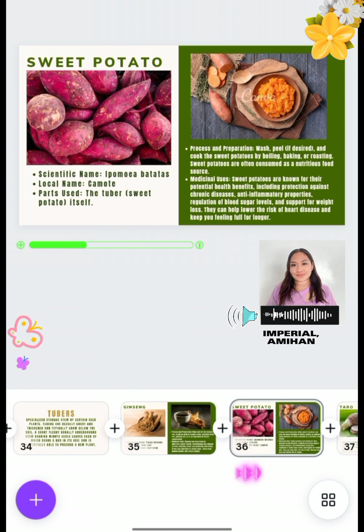Medicinal uses: Sweet potatoes are known for their potential health benefits, including protecting against chronic diseases, anti-inflammatory properties, regulation of blood sugar levels, and support for weight loss. They can help lower the risk of heart disease and keep you feeling full for longer.